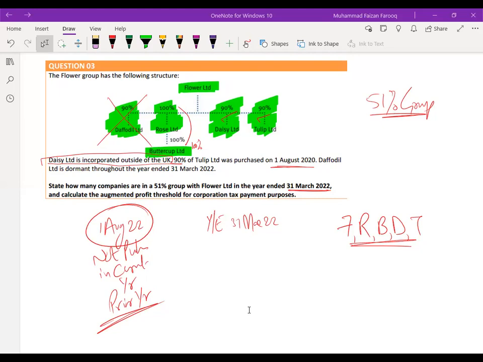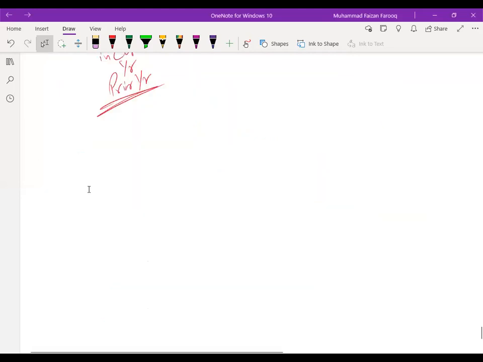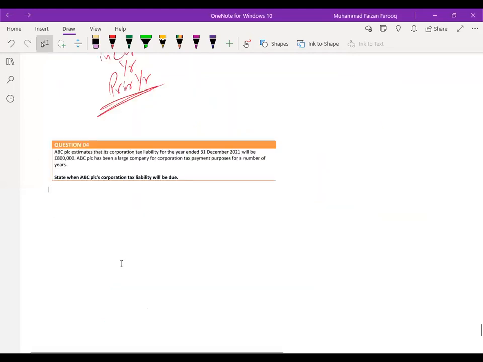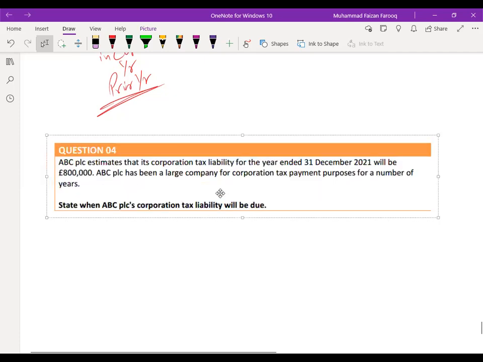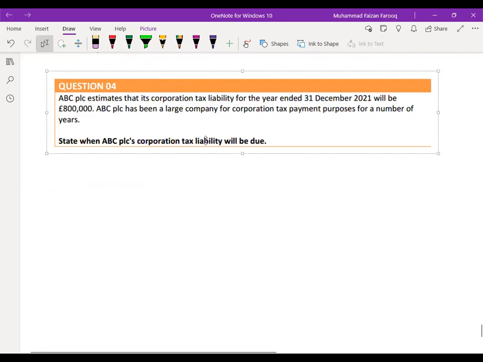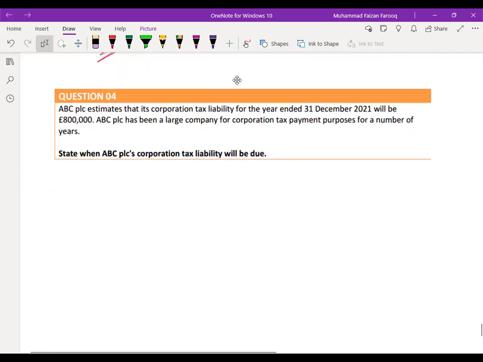Now we know that there is one date which is the return submission date, another date is the payment date. For the payment, companies are allowed either to pay tax in installments, or to pay in one shot, which is 9 months and 1 day after the end of the accounting year. Large and not large, there is a difference.